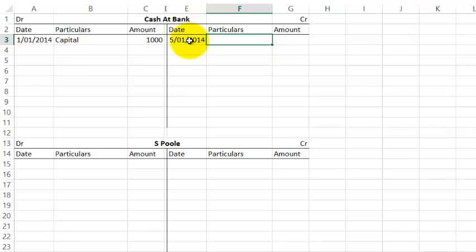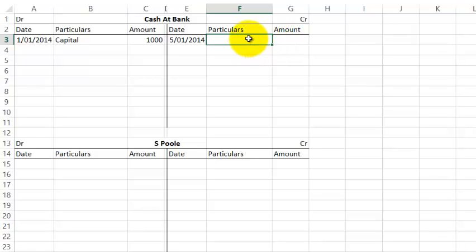Buying some equipment, right? So in this instance, that will make the cash at bank account go down. Well, it's obvious, as you'll see in a moment, but it is an asset. But when it goes down, it appears on the credit side, which is on this side here.